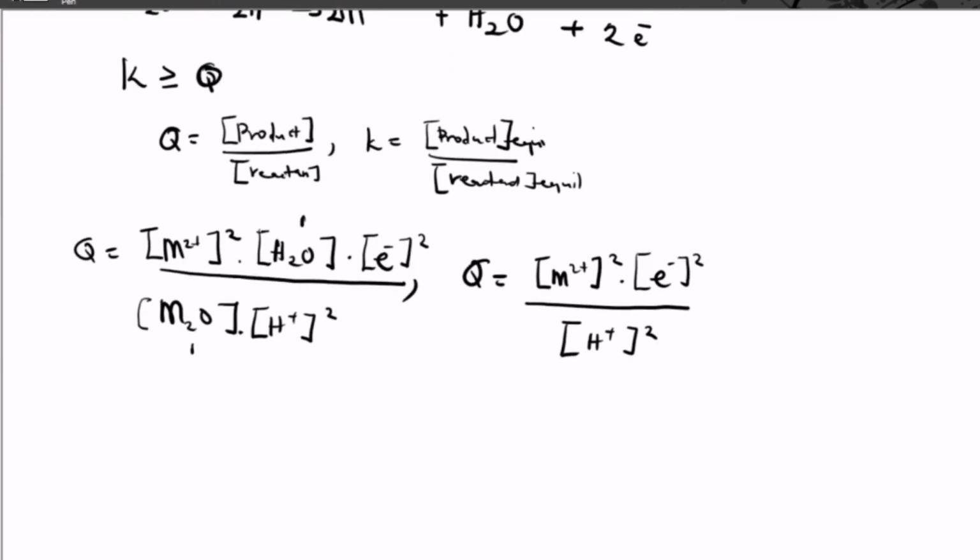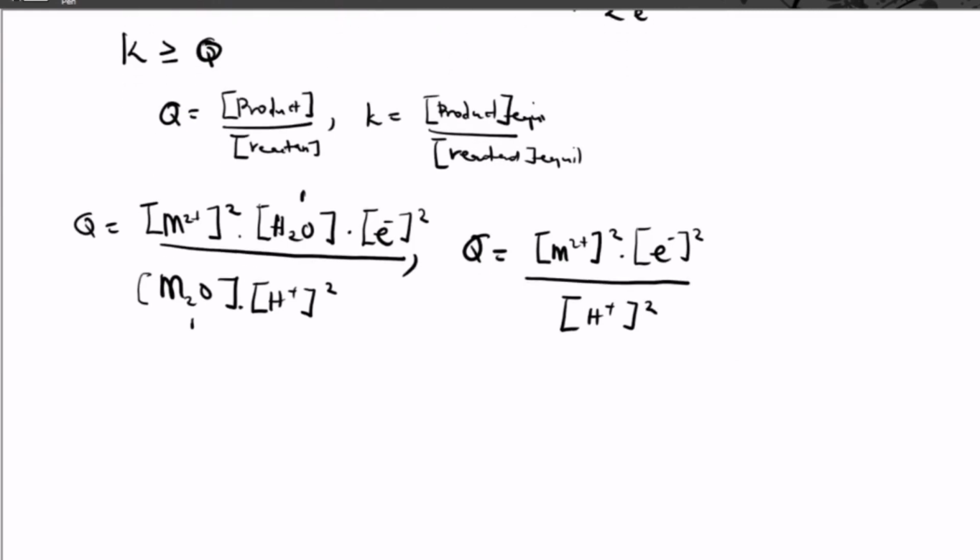After doing that correctly, what to do now is that you can also find the K, and in that case the K will also be the same, but with the species at equilibrium.